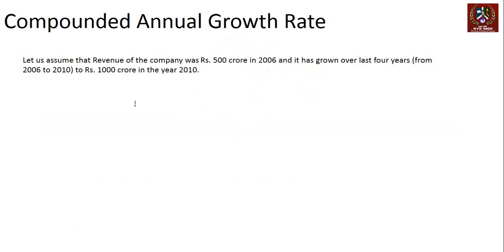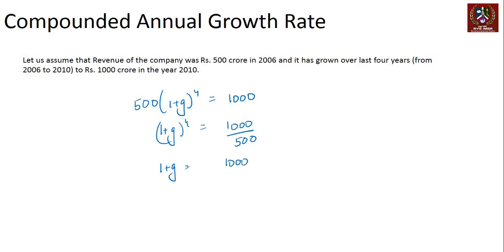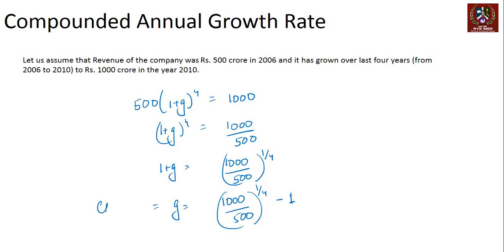So let's write this again. 500 into (1 plus g) raised to the power 4 is going to be 1000. This would mean (1 plus g) raised to the power 4 is equal to 1000 divided by 500. This would mean 1 plus g would be equal to 1000 divided by 500, and we have taken the fourth root on both the sides, so raised to the power 1 by 4. That would mean g would be (1000 divided by 500) raised to the power 1 by 4, minus 1. That's what we are looking for in terms of CAGR, or growth.